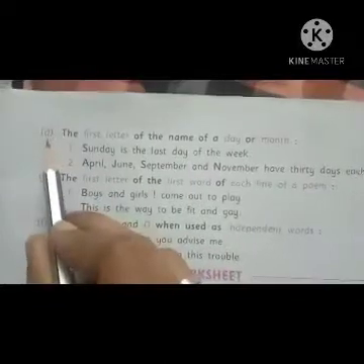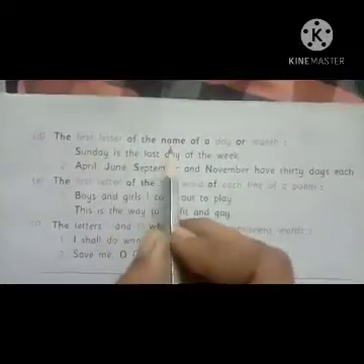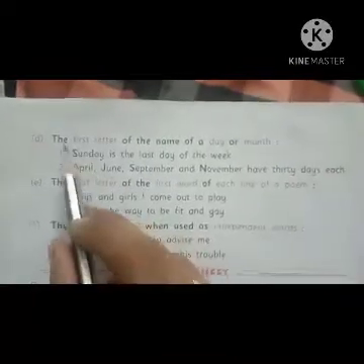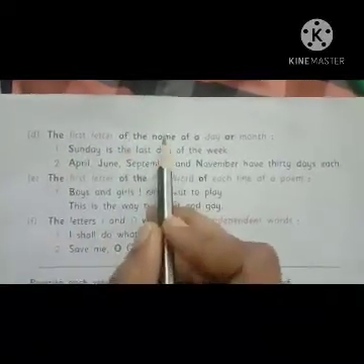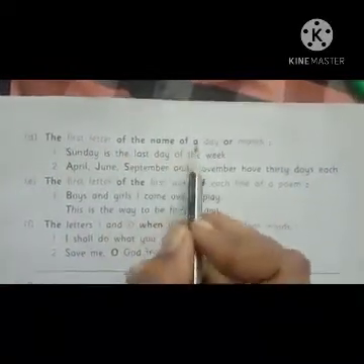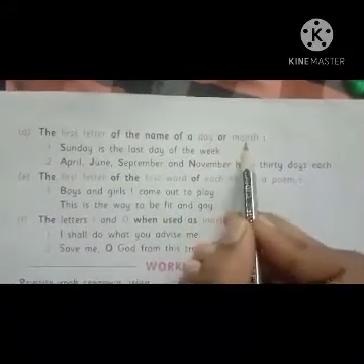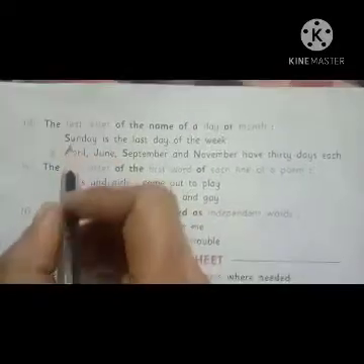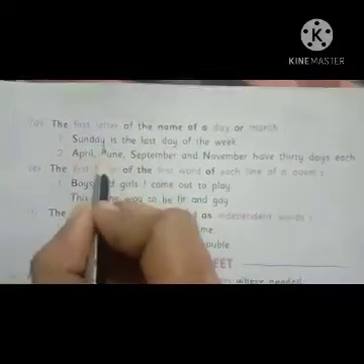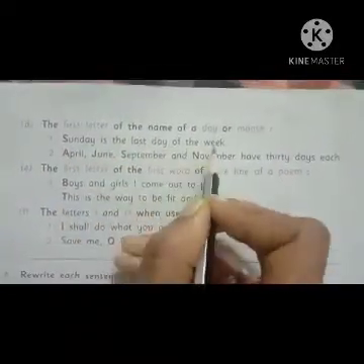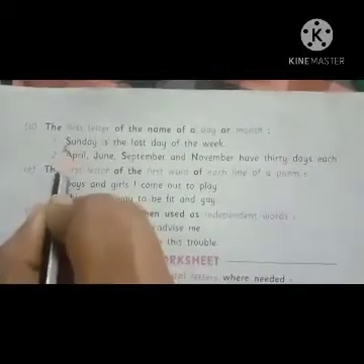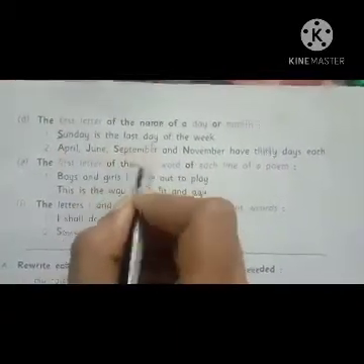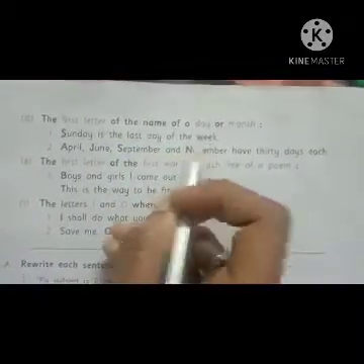And next, D1. The first letter of the name of a day or month. Days, months are there, no? The first letter we must write the capital letter. See here, first one, Sunday is the last day of the week. Here Sunday now, that's why here we have to write the capital letter. Sunday is the last day of the week.